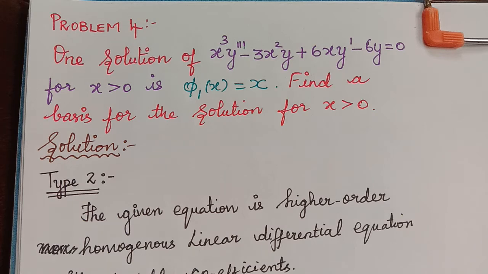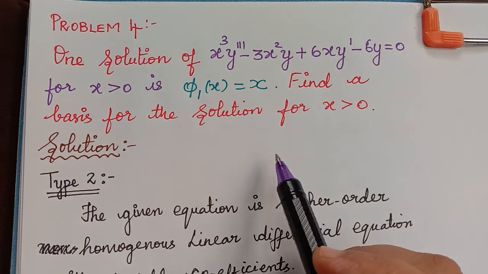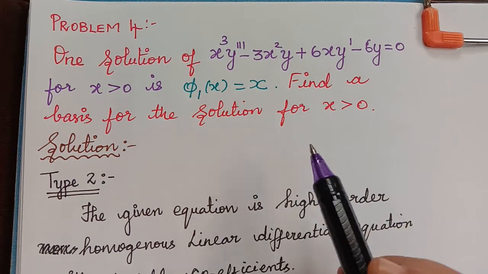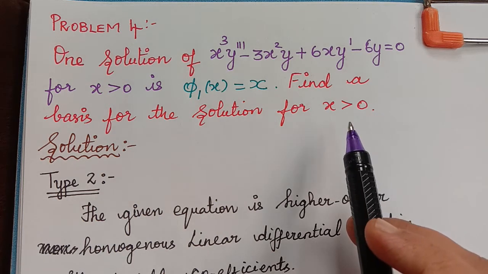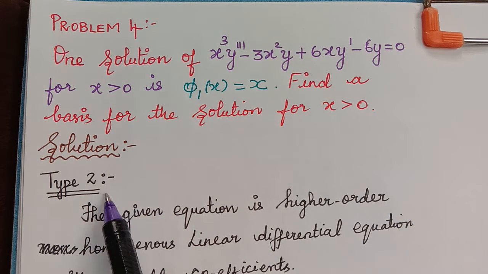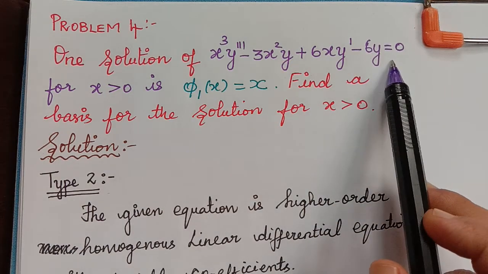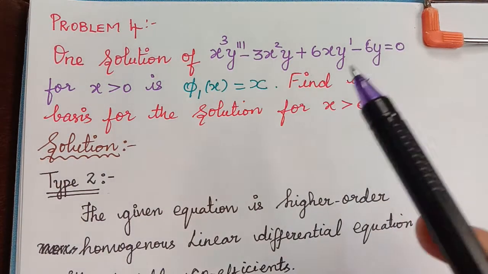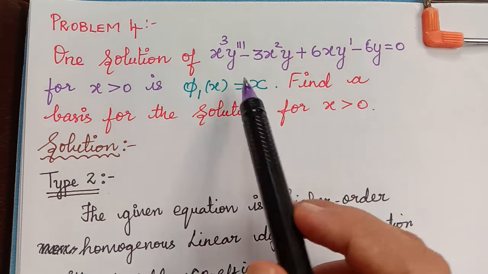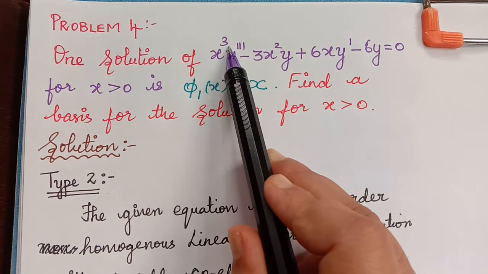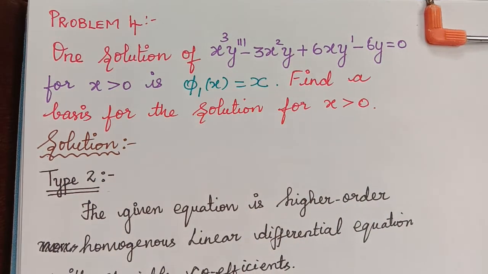Dear students, now here we have the problem 4 from the topic linear differential equations with variable coefficients. Already we have seen type 1, which was a second order linear differential equation with variable coefficient, and that was a homogeneous equation. Now here we are seeing type 2, which is also a homogeneous equation, but it is a higher order linear differential equation with variable coefficients, because the order of the equation is 3 here. So we shall solve this problem now.